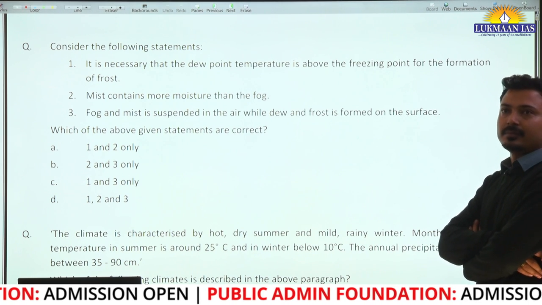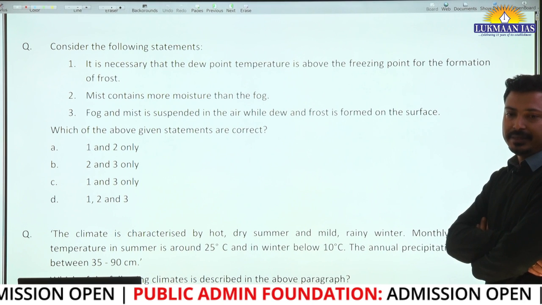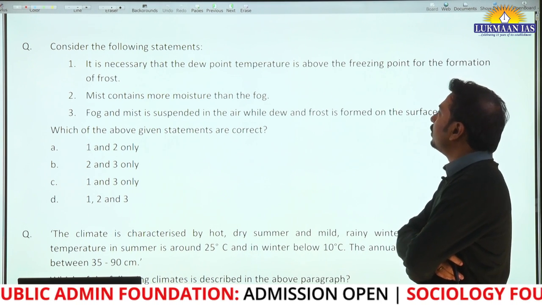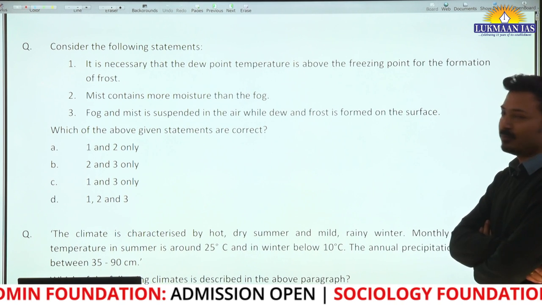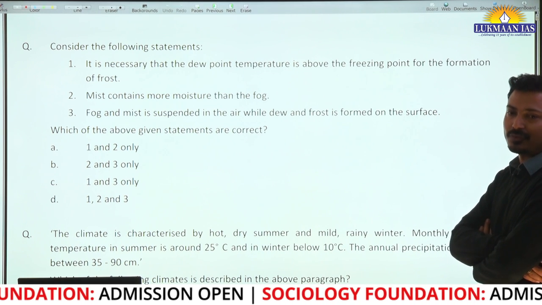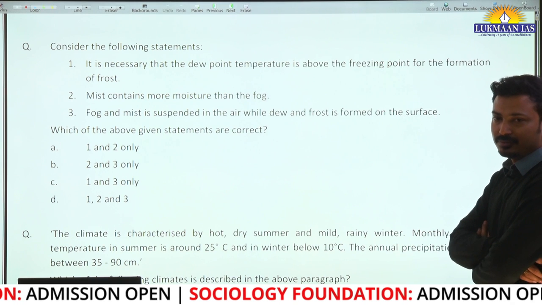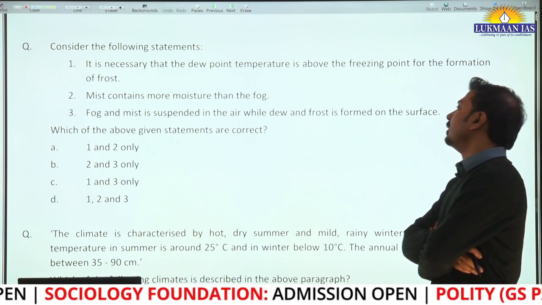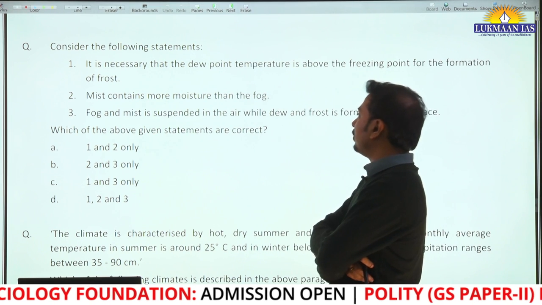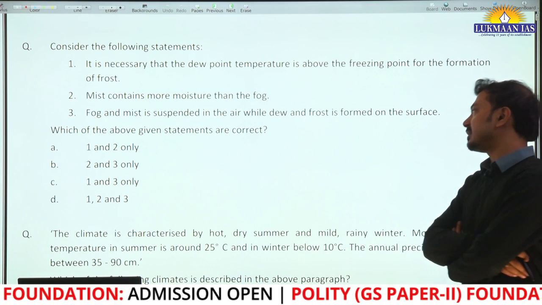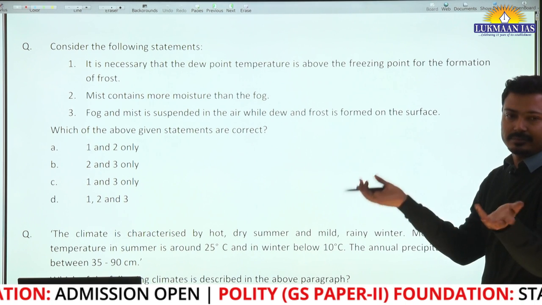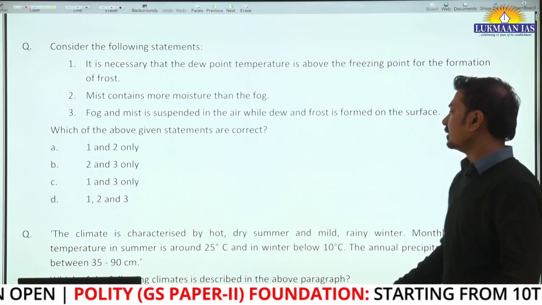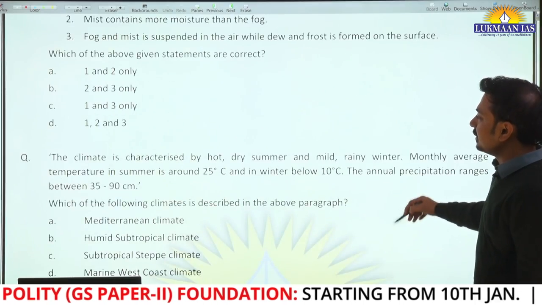B, yes, 2 and 3. The first statement is incorrect, no? For frost, the temperature should be below freezing point. For dew formation, it should be above freezing point. Mist contains more moisture than fog, that is true, and fog and mist are suspended in the atmosphere. We all may have experience that dew and frost are on the surface. So 2 and 3 are correct, yes.